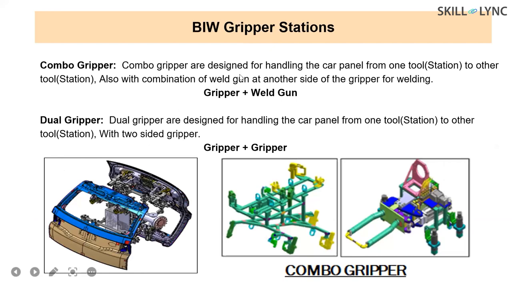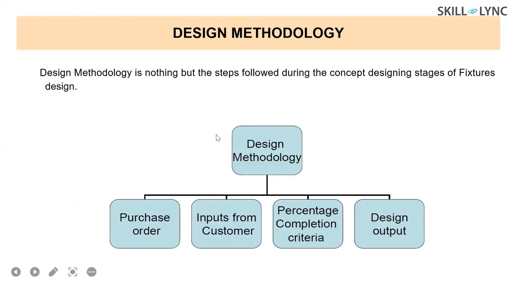Same thing, combo gripper: it will have a combination of two or more components. We can have a gripper with a welding gun, or a gripper with other components like sealing or gluing. Anything can be achieved with a combo gripper. It has a combination of two or more. And a dual gripper will have a gripper on both sides, which can assemble symmetrical parts together, like doors and tires. Those things can be done using dual grippers.